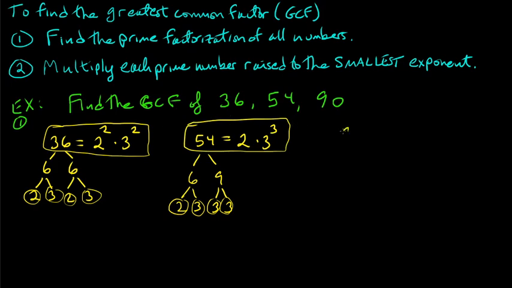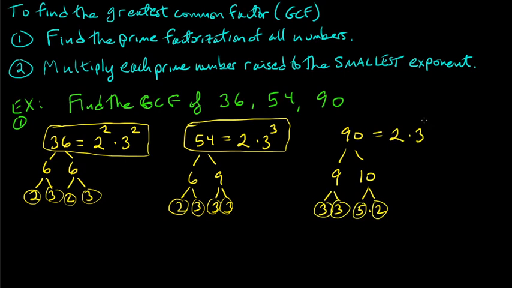And now we go on to 90. So what comes to mind? 9 times 10 is 90. 9 is 3 times 3. And 10 is 5 times 2. Right? And I think these are, again, prime numbers. So 3 times 3 times 5 times 2. And I'll just put them in order. So 2 times 3 times 3 is 3 squared times 5.